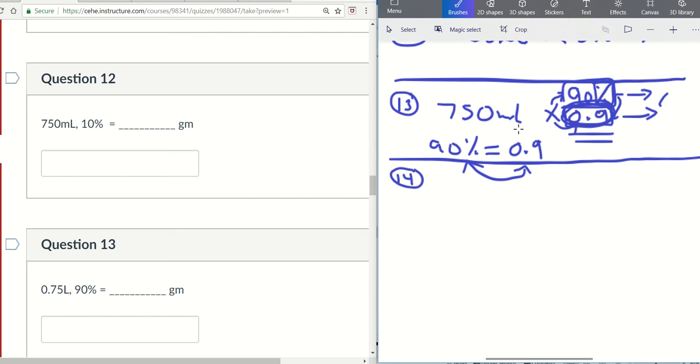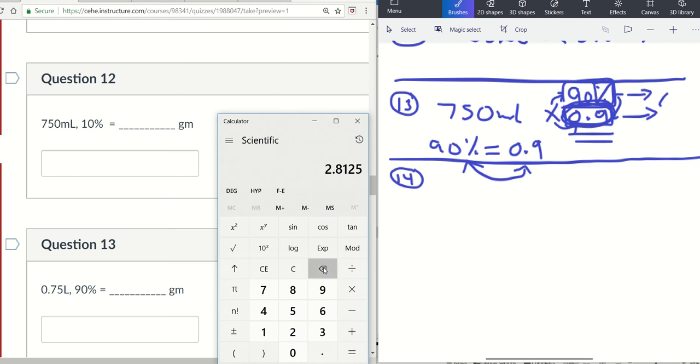Are you doing number 12? Don't push the percent symbol. Do 750 times 0.9. I'll do it so you know. Punch it in. I put 0.75. No, 0.9. No, you want mLs, not liters. You're in liters. That's why. You have to convert to mLs.